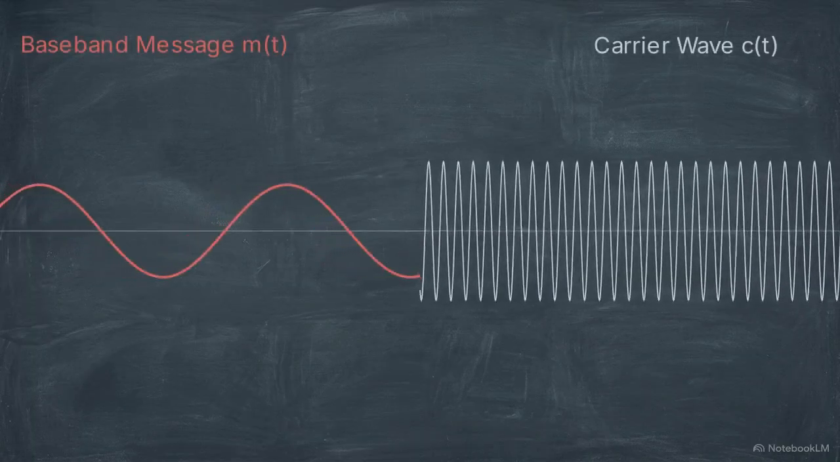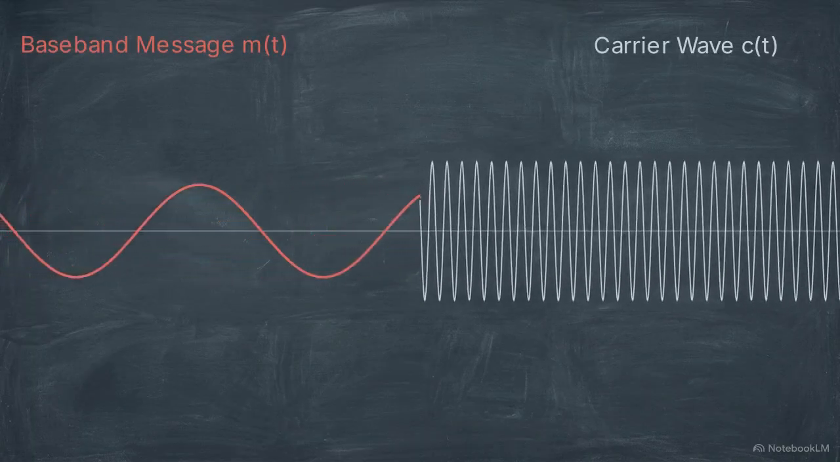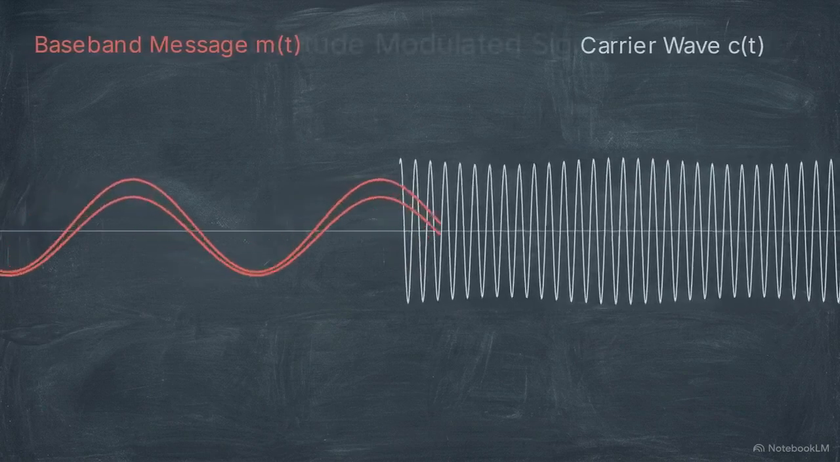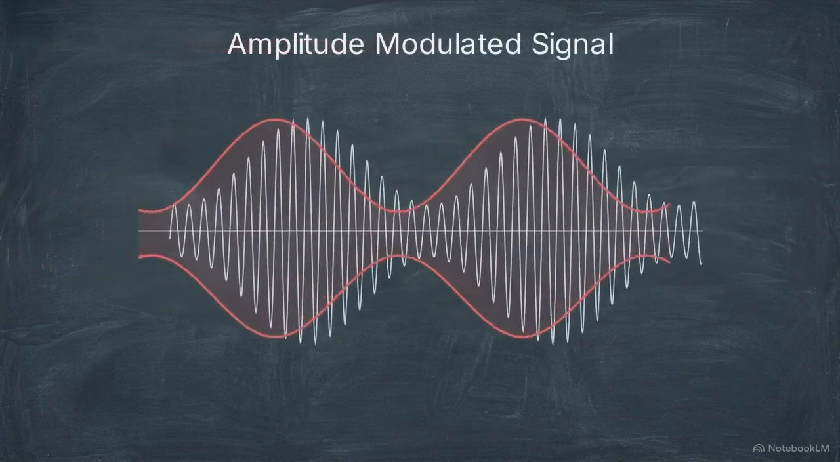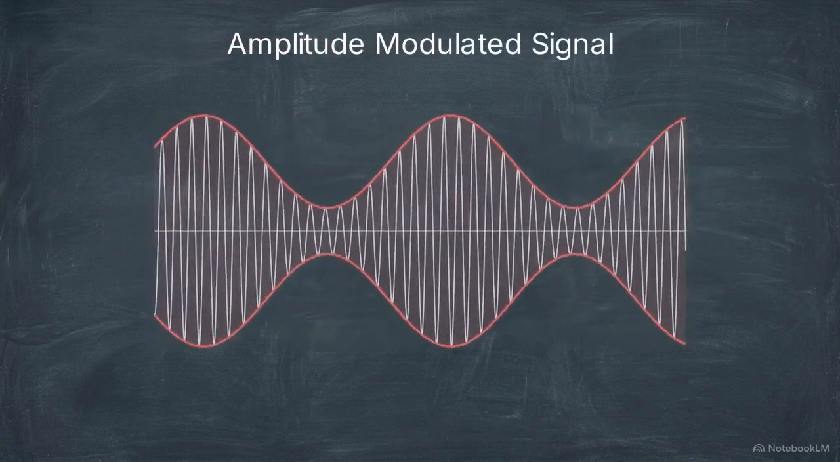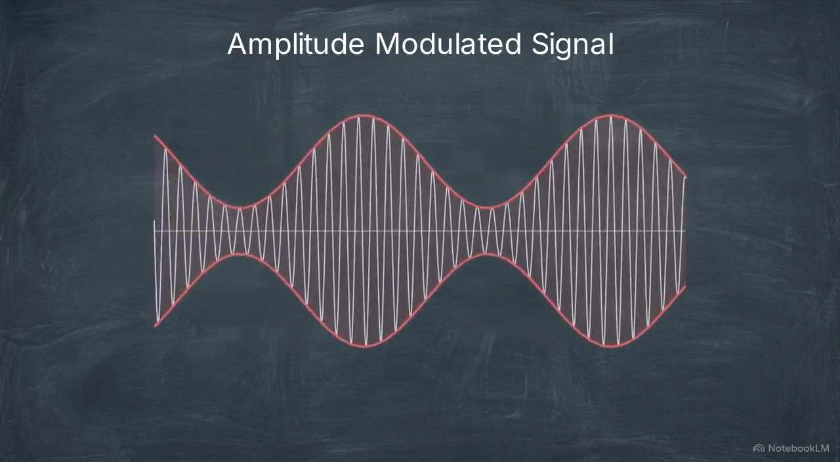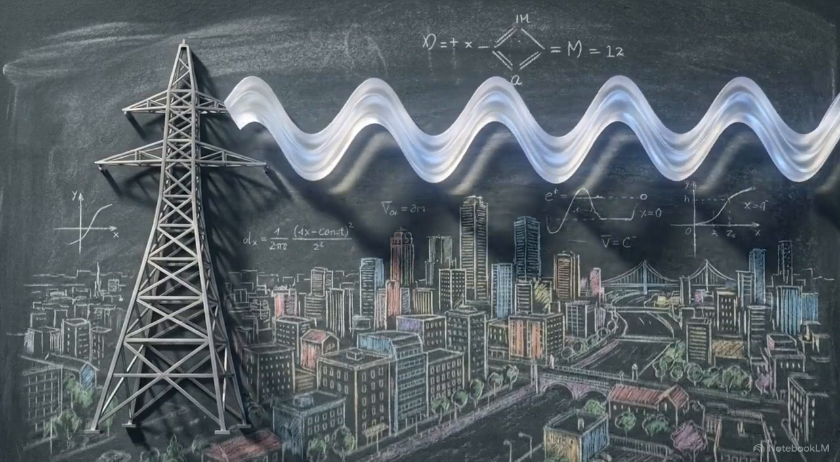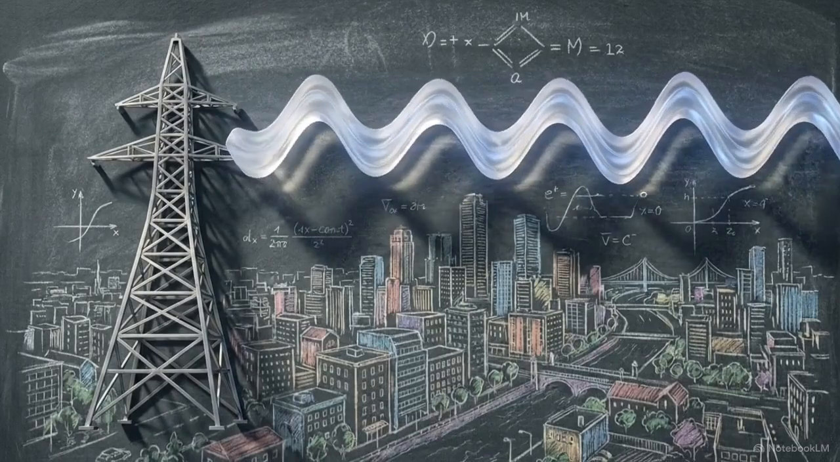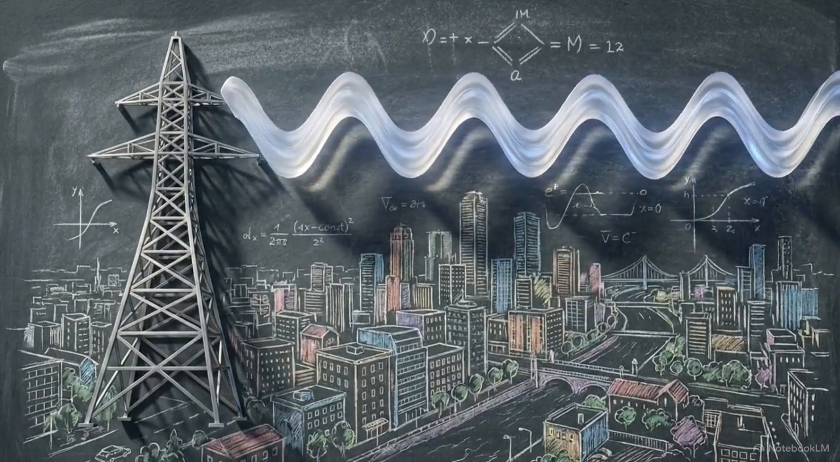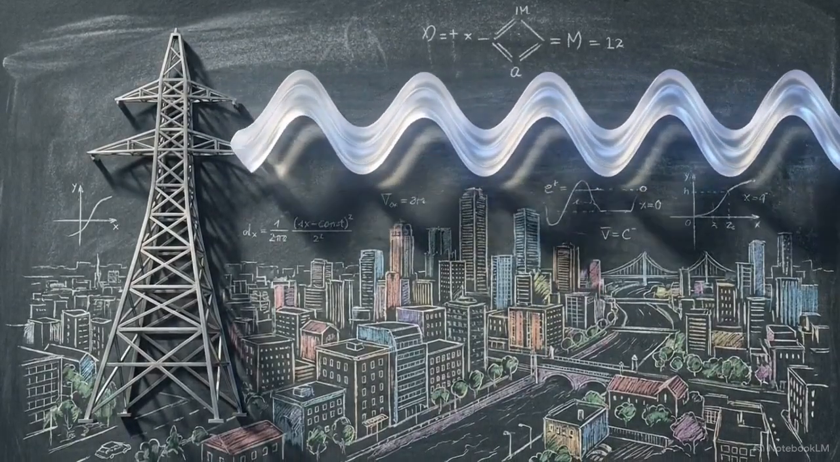By utilizing a process known as amplitude modulation, we can graft our low-frequency baseband message onto a high-frequency carrier wave, shifting the entire spectrum up to a manageable range. Modulation is a mandatory physical translation. Without it, information simply cannot survive the transit through the wireless spectrum.